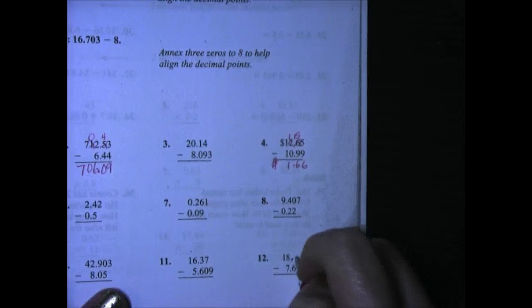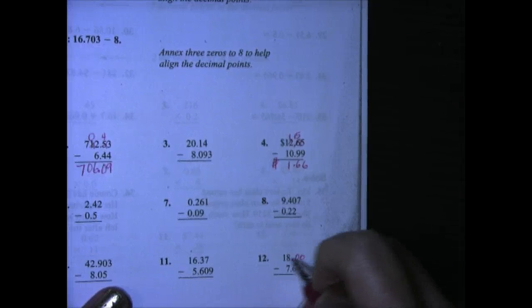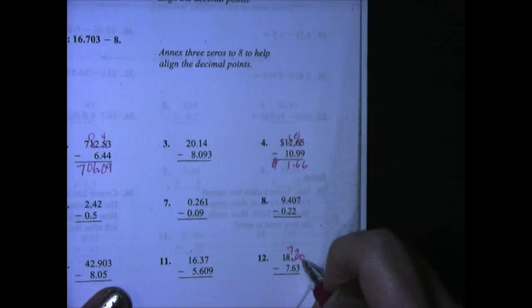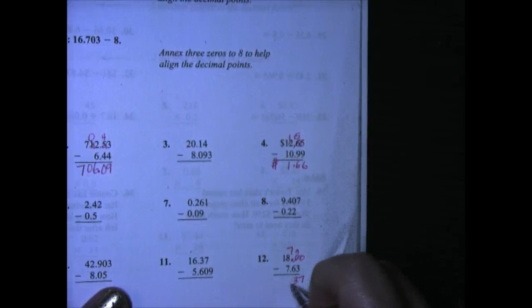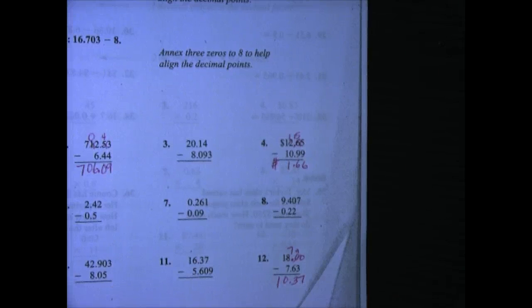So let's go ahead and add our decimal point and our zeros. So when you subtract 18 minus 7.63, you should get 10.37 or 10 and 37 100ths. So all this is just keeping your decimal point lined up and subtracting as you would subtract normally.